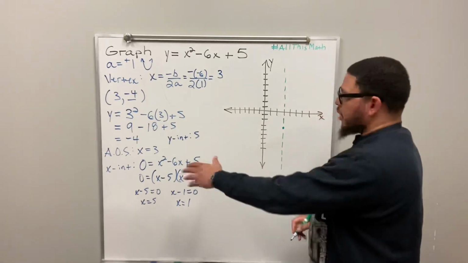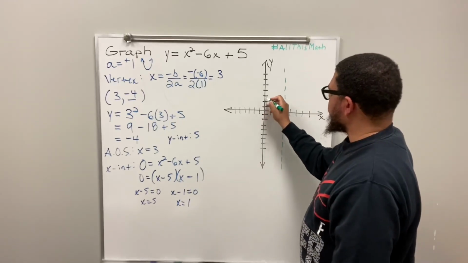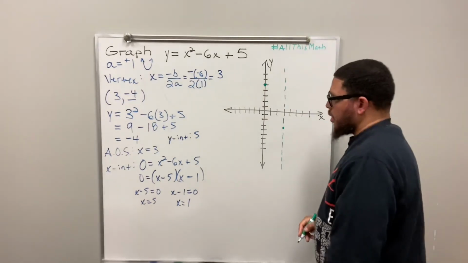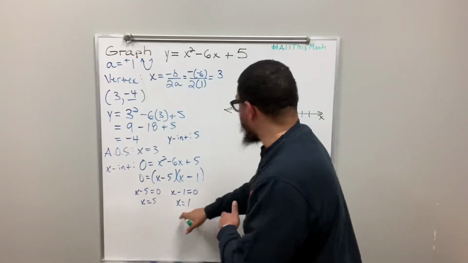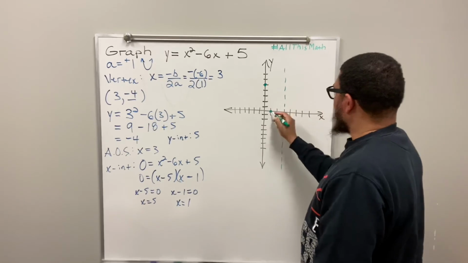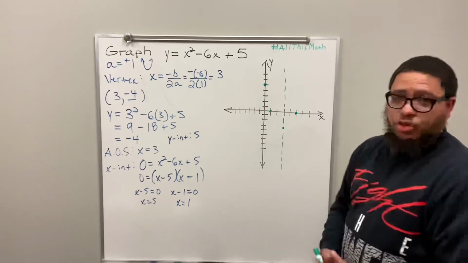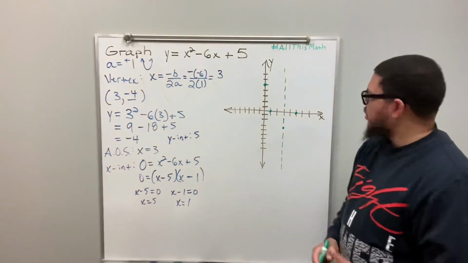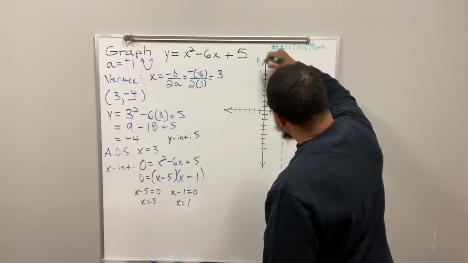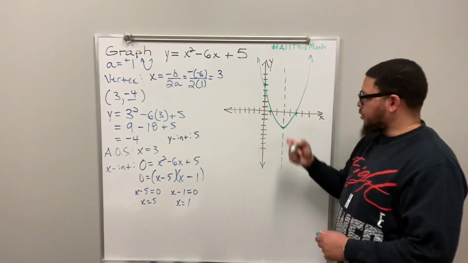Now, I'm going to plot my y-intercept, which is 5. So I go 0, 1, 2, 3, 4, 5. Boom, like that. And then I'm going to plot my x-intercepts, +5 and +1. So I'm going to put +1 right here, and then we go 2, 3, 4, 5, right there. And then I'm going to draw my parabola. It's going to look like this. Boom. That's my parabola.